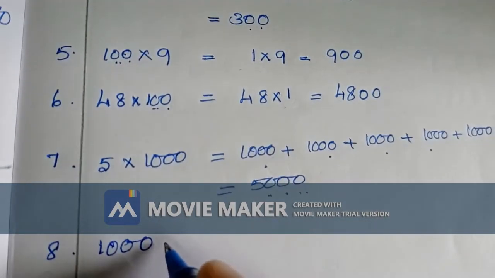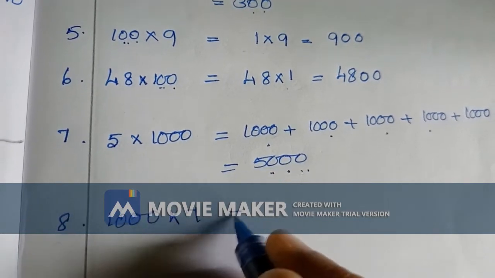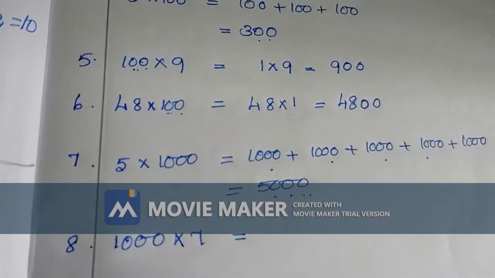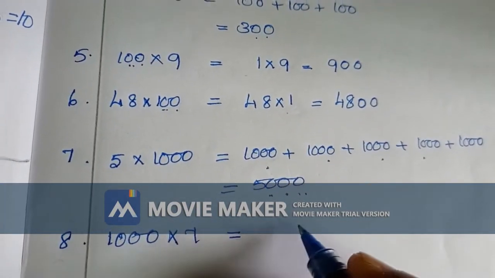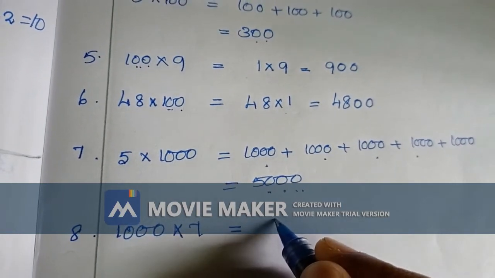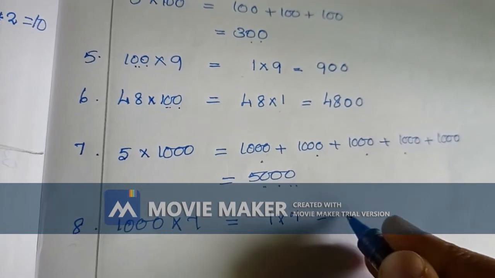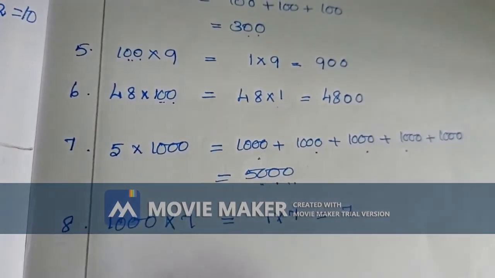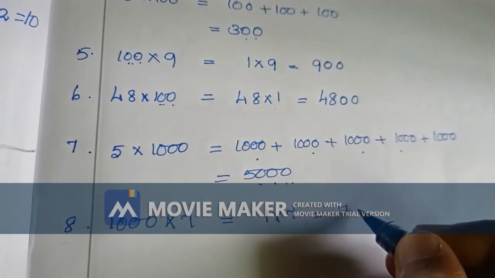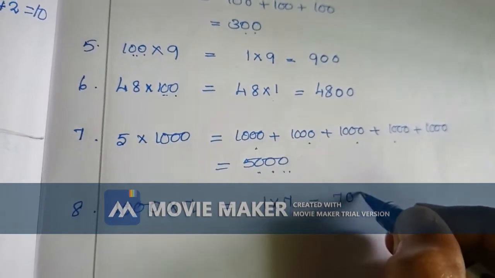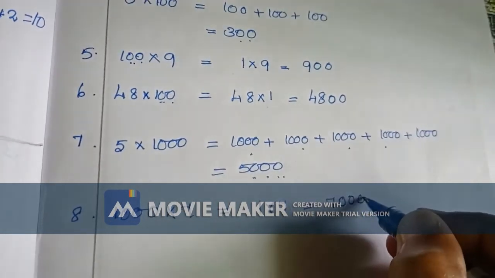1000 multiply by 7. Okay, 1000 by 7. First we have to multiply the given number, that is 7 by 1. So we can get the answer as 7. Then we have to add 3 zeros in this hundreds place, tens place and ones place.